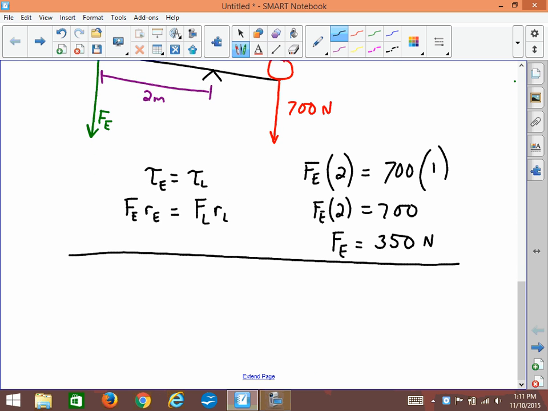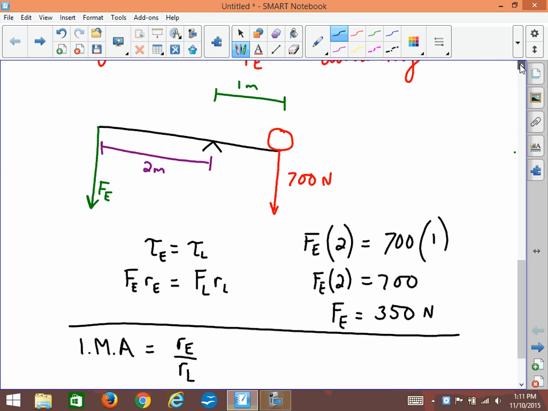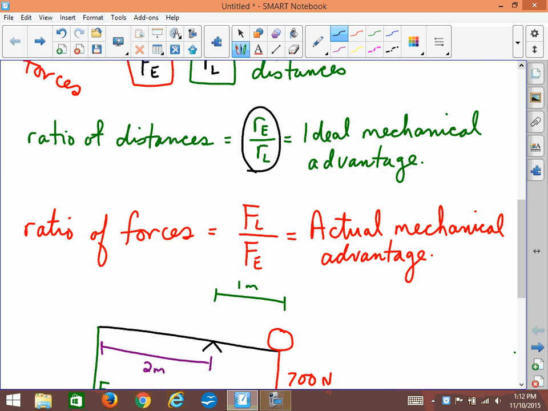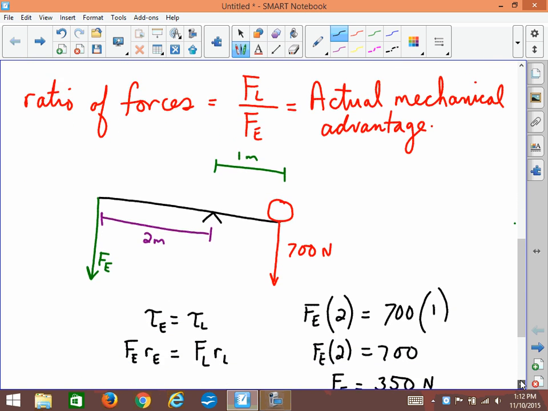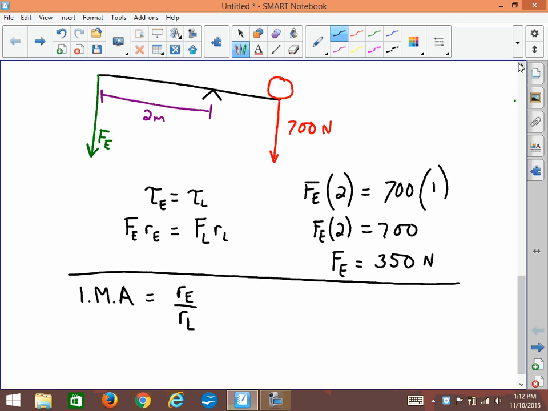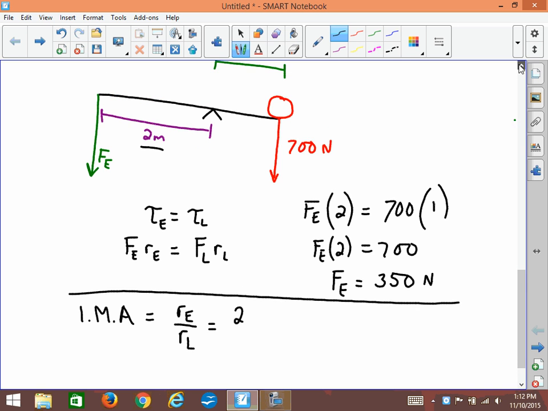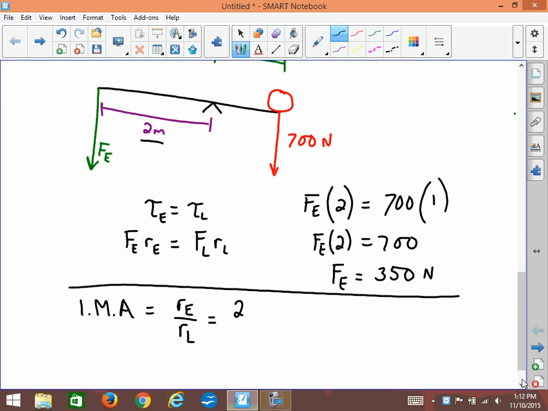Okay, good. So let's do our mechanical advantage. The ideal mechanical advantage, which we often shortcut to IMA, is equal to the ratio of distances. You'll remember it's the effort distance, RE, divided by RL. If we go up to our definition up here, there it is. That's the ideal mechanical advantage, and we can calculate that. Look at the two distances we have. Effort distance is 2 meters, and the distance of the load is 1 meter. So it's 2 over 1, which means it's 2. That tells us that every effort newton we're putting in is lifting 2 newtons of weight. So it's doubling our efforts.